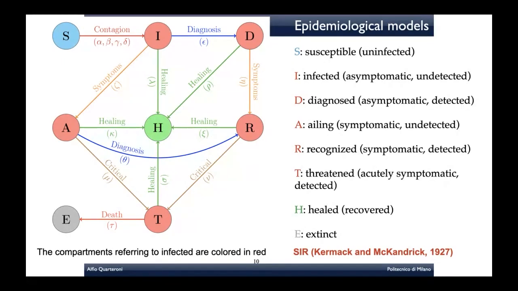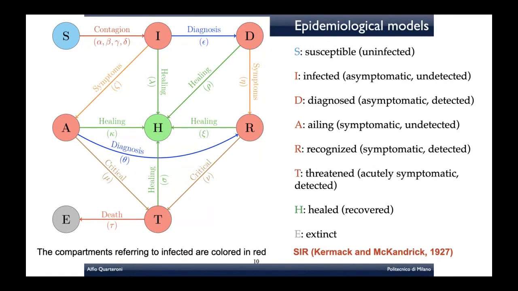Today, of course, we need more sophisticated models with several more compartments. Like, for instance, the one that you are seeing here. Here there are, you see, eight different compartments. You still have the susceptible. Then the infected are actually split into five different compartments: the asymptomatic, undetected; the diagnosed; the ailing, the recognized; and the threatened. And then you have the recovered. And the recovered are again split into two different compartments: the extinct, people who die, unfortunately, and the healed people, recovered. Right. All right. So we have eight compartments.